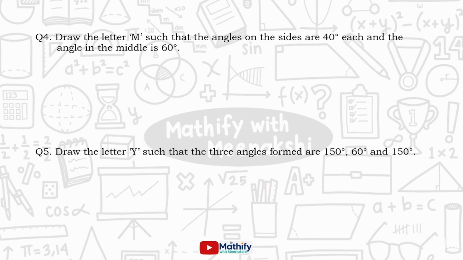Question number 4. You have to draw a letter M such that angles on the sides are 40 each and angle in the middle is 60. What is the meaning of this? If you draw the letter M, they are saying the middle one is 60 and the side ones are 40. So this you have to draw. So how will you draw that?